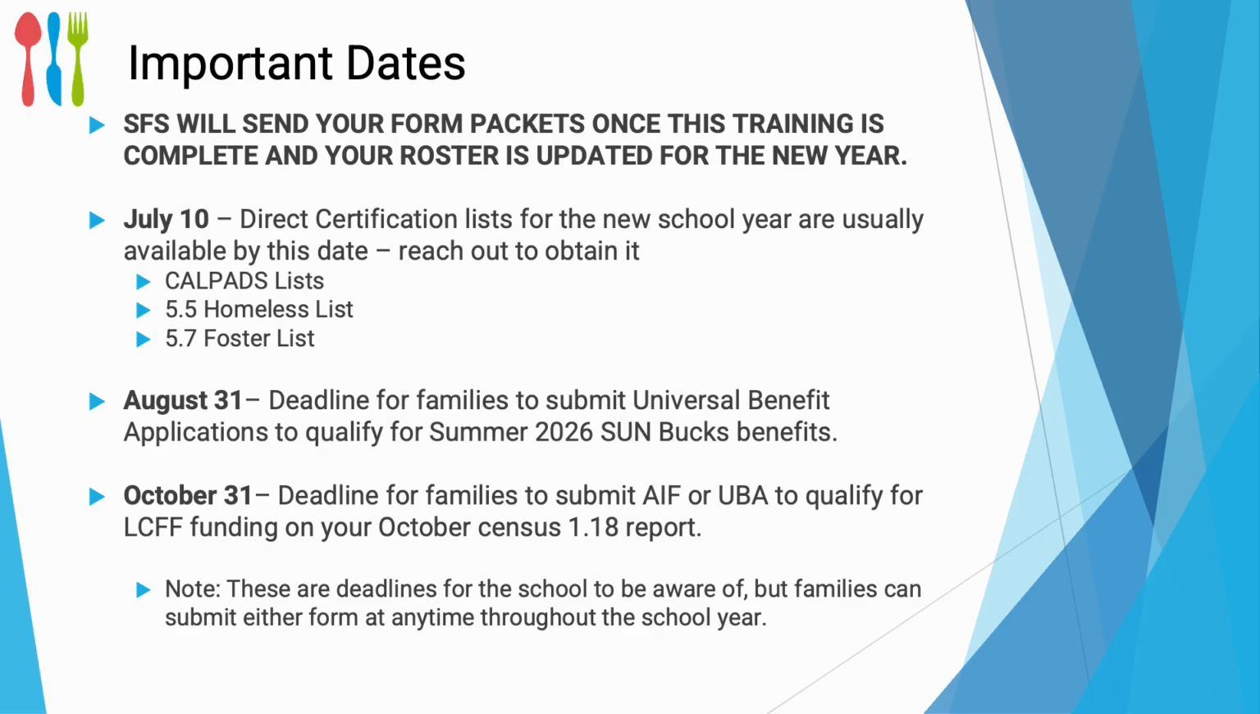As I just mentioned, August 31st is the deadline for families to submit universal benefit applications to qualify for summer 2026 benefits. Again, most of your students have already qualified for summer 2026 based on last year. This would just be for any new students. And then families have all school year to qualify for next summer 2027 benefits. And then October 31st is the deadline for families to submit either an alternative income form or a universal benefit application that qualify for LCFF funding on your October Census 1.18 report.